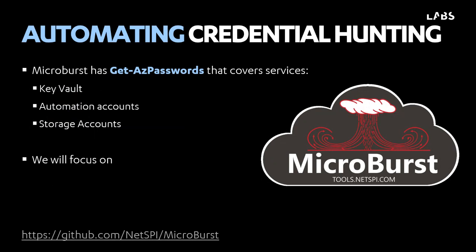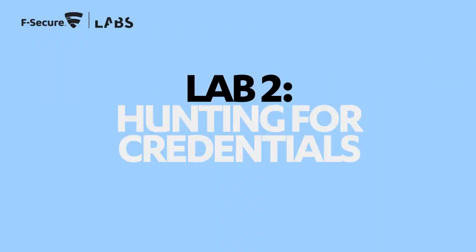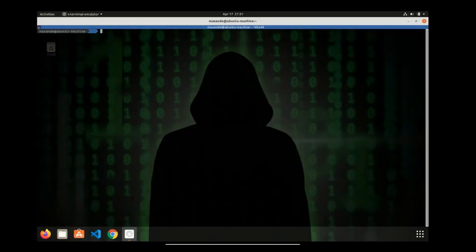There are tools that perform actions like hunting through your environment for credentials. One of them is MicroBurst, provided by NetSPI. It's got an Azure commandlet that does essentially this, going through different services, trying to pull credentials. The last bullet point is cut off there, but we're only going to be focusing on the ones pulling credentials from services where we can do it from a low privilege user. So let's get into it.